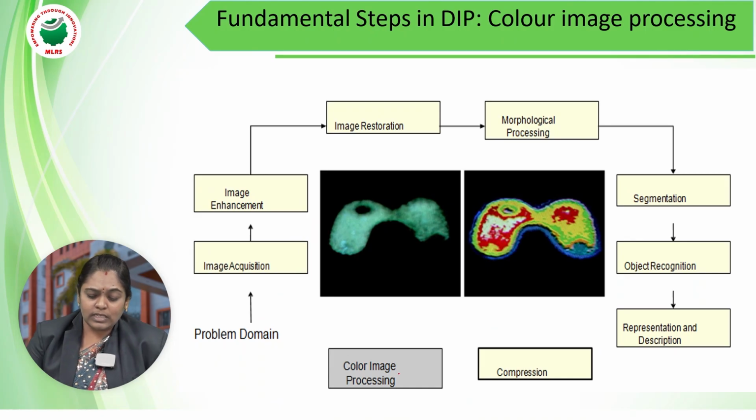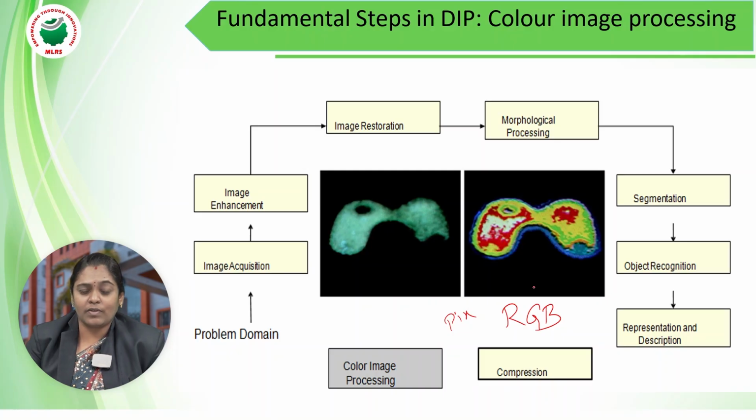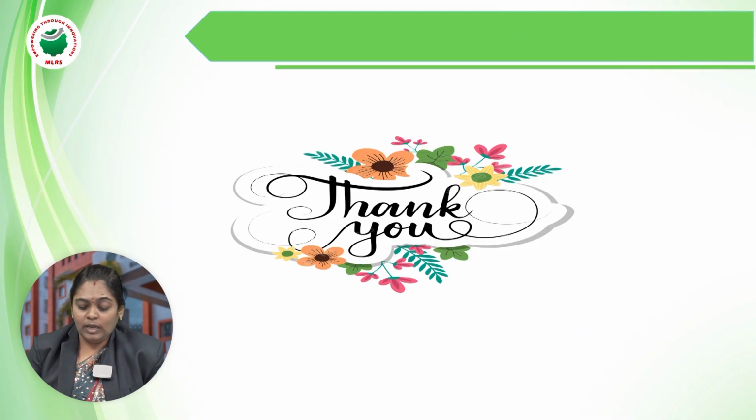And the last one is color image processing. Whatever we have done till now represents an image only in two gray levels, that is, either black or white. If you are representing a pixel in terms of different hue and saturation, that is, in terms of RGB, red, green and blue, and the image is represented in these values, then it is called color image processing.